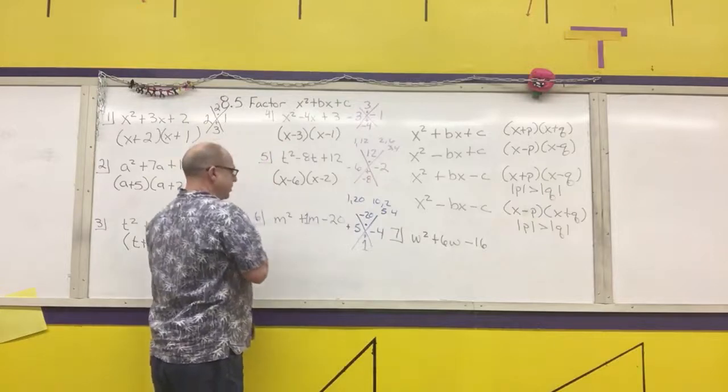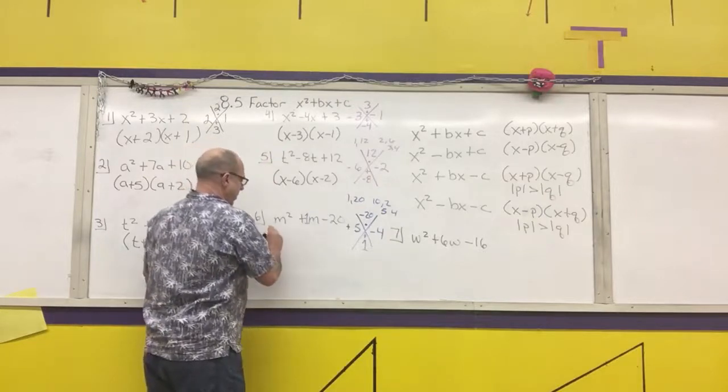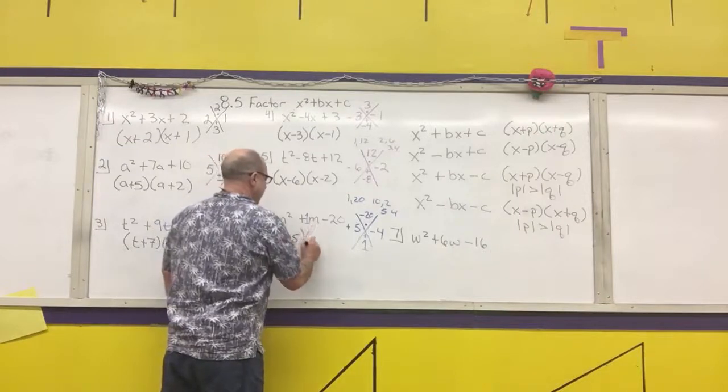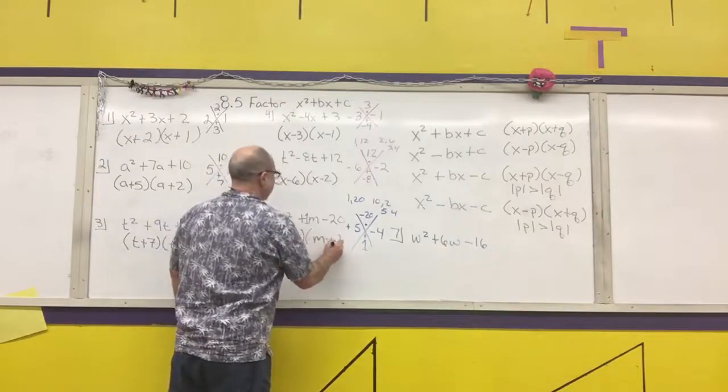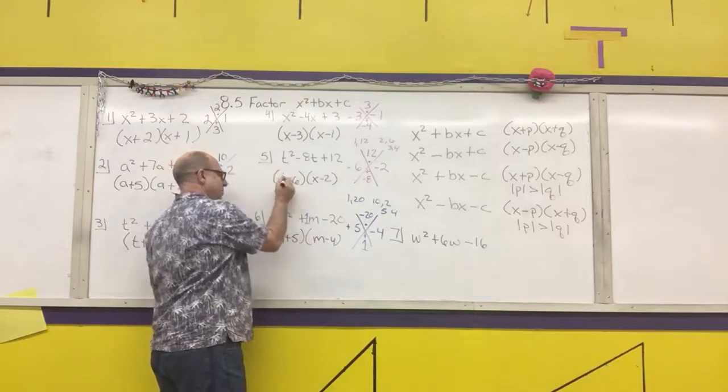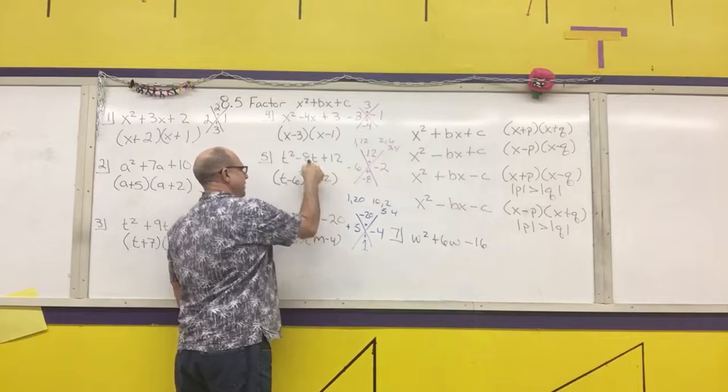Now write down the answer. I have m plus 5 times m minus 4. And again, on number 5, I made those x's. I'm going to make those t's, so they match up here.